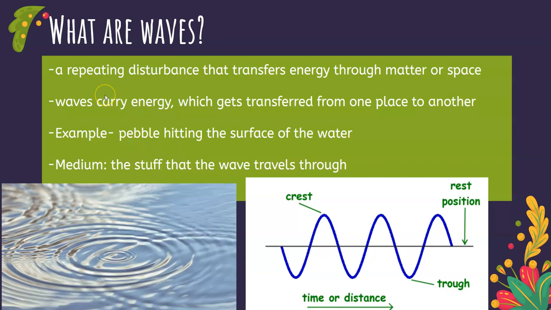So waves are repeating disturbances that transfer energy through matter or space. A lot of the waves are going to be transferring things through matter. There are some waves, electromagnetic waves, that can transfer energy through space. Things like sound, or other mechanical waves, cannot transmit through space, but we'll talk about that later. So waves carry energy. That energy gets transferred from one place to another.